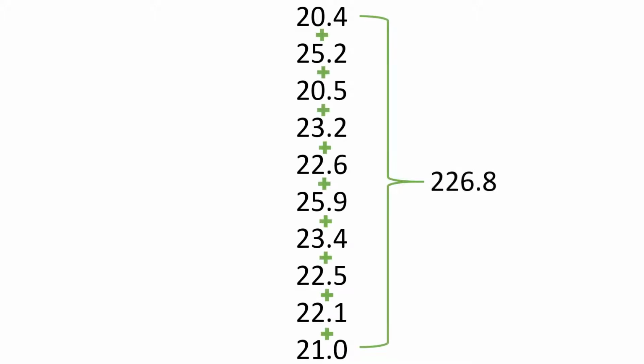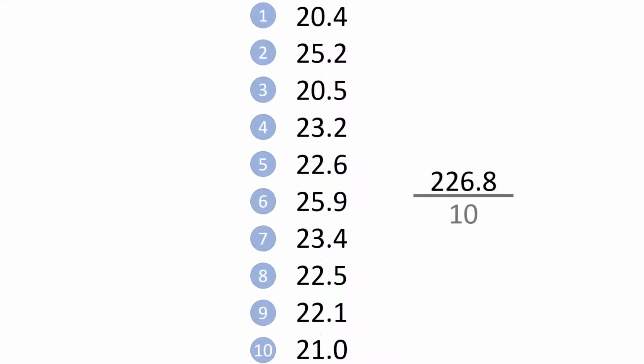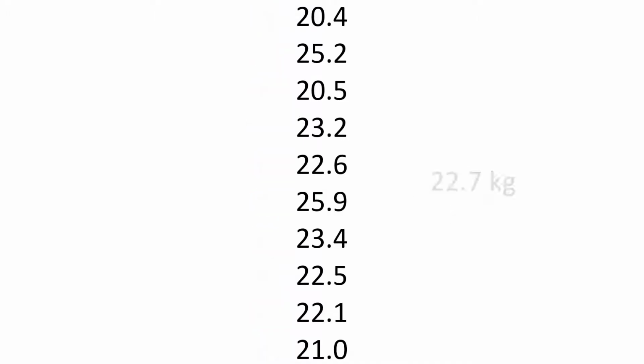The first thing we need to do to calculate the standard deviation of a sample is to work out the average value. To do this, you simply add up all the values in your dataset and divide that answer by the number of values in the sample. In my example, adding the values up comes to 226.8. Then since I have 10 individual dogs in my sample, I will divide this by 10 to give me an average weight of 22.7 kilograms.